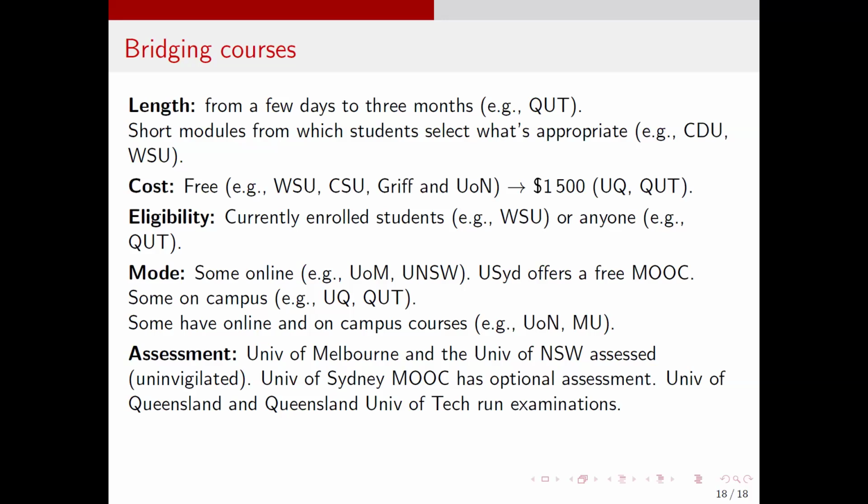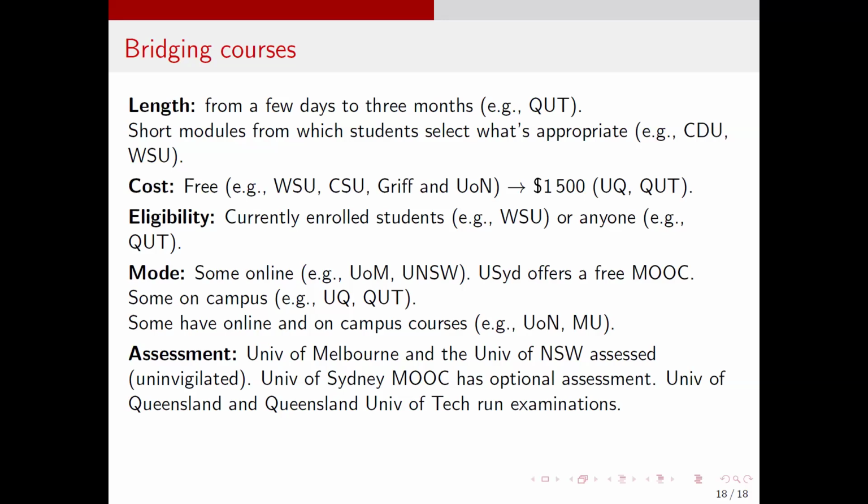So eligibility, some bridging courses are for currently enrolled students. For example, my own university, because it uses the learning management system and students have to be enrolled to use that. Others are for everyone. Some possibly are a money-making exercise like the ones that charge $1,500, I suppose. University of Sydney offers a free MOOC. Some run on campus, some run online, some on both.